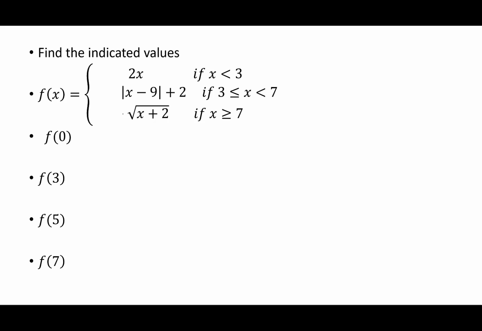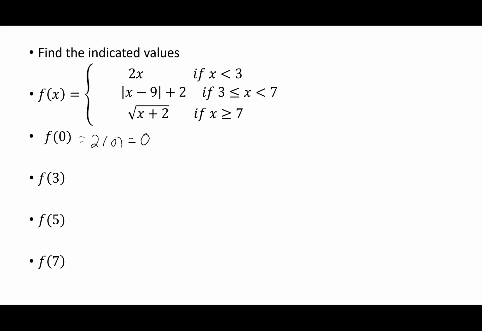So here's another example. I have f of x is 2x if x is less than 3. It's the absolute value of x minus 9 plus 2 if x is greater than or equal to 3 and less than 7. And then the square root of x plus 2 if x is greater than or equal to 7. So I'm going to start with 0. So first look at where is 0? First line, second line, third line. Hopefully you said, oh, it's the first line. So I'm going to do 2 times 0 is 0.